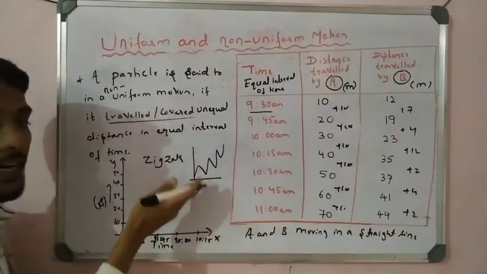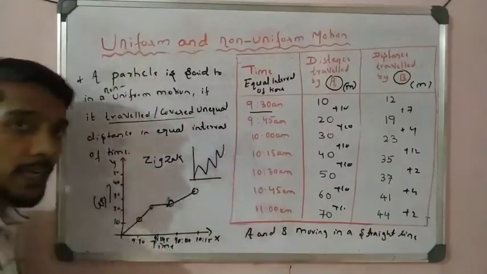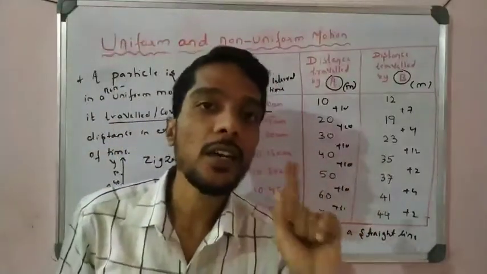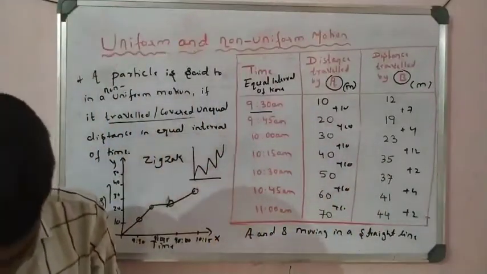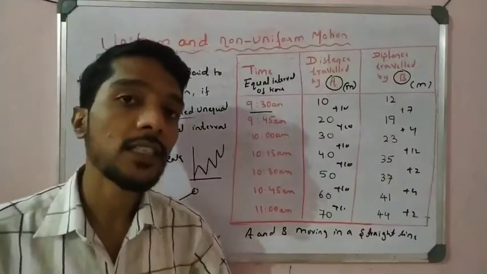It is not a straight line, it is what? Zigzag: decrease, decrease, increase, unequal. So that is called non-uniform motion. Simple answer: if a particle shows a straight line, it is uniform motion.